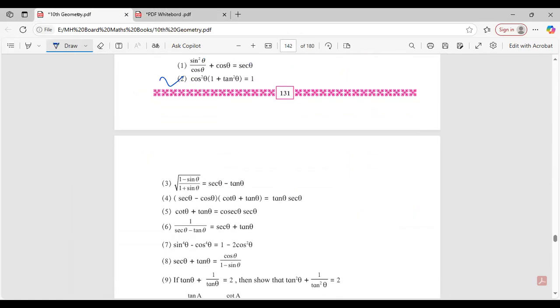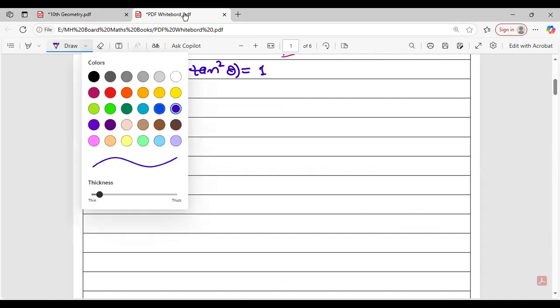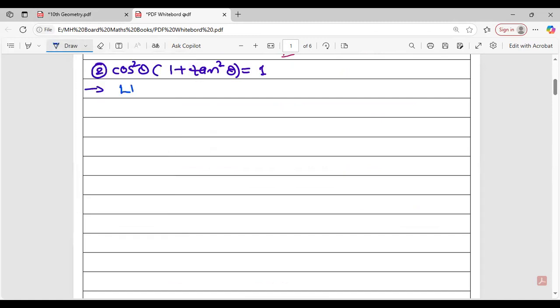Next. Cos square theta into 1 plus tan square theta is equal to 1. This is what we have to prove. So let's begin with LHS. LHS, what is it? Cos square theta into 1 plus tan square theta.